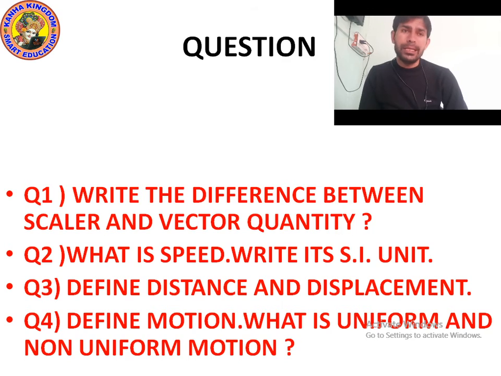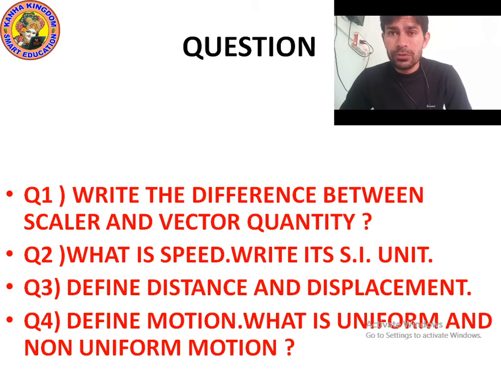And next, question number two. What is speed? Write its SI unit. You know that speed is the distance traveled by a body in per unit time. Speed is defined as the distance traveled by the body in a unit time. We know that the SI unit of speed is meter per second.